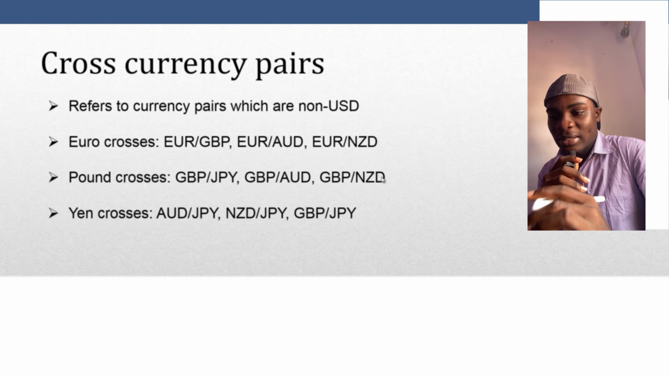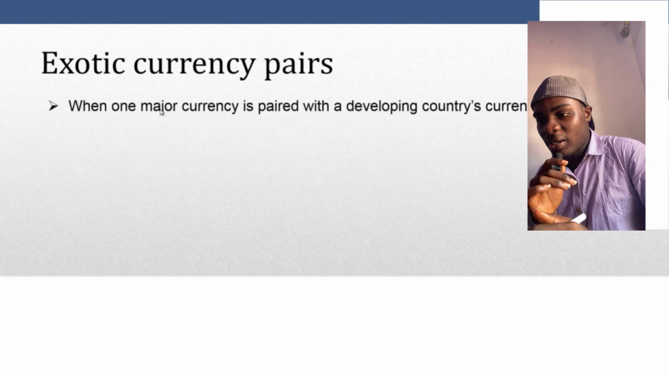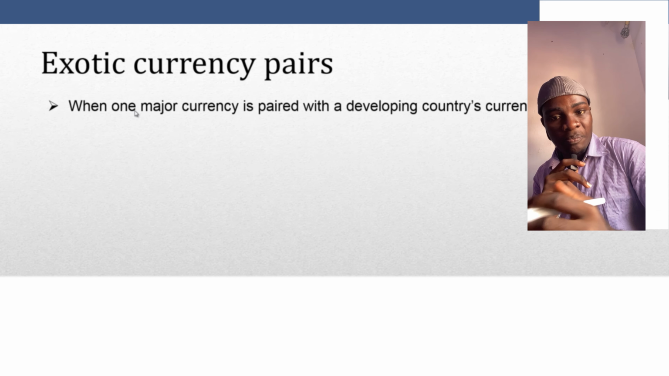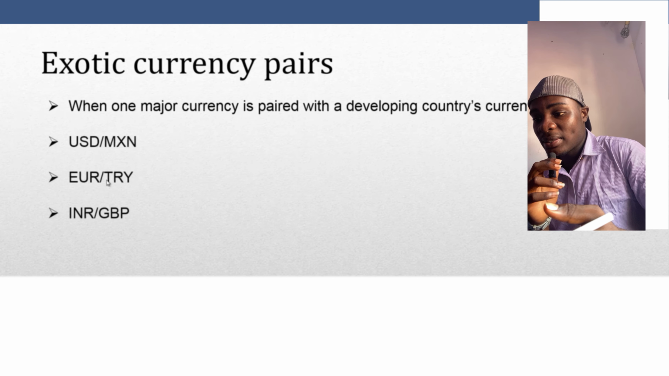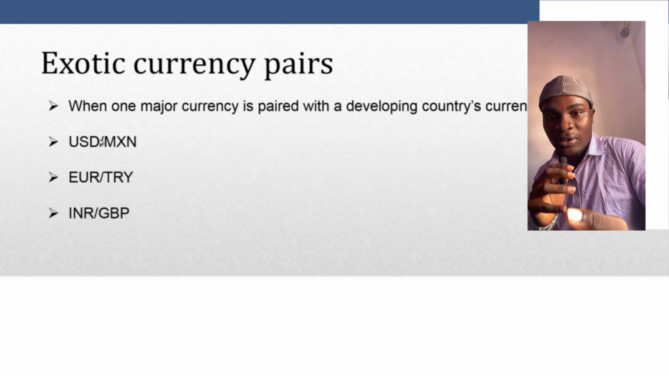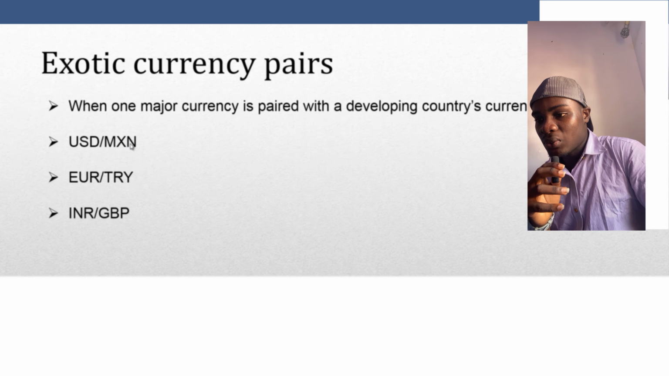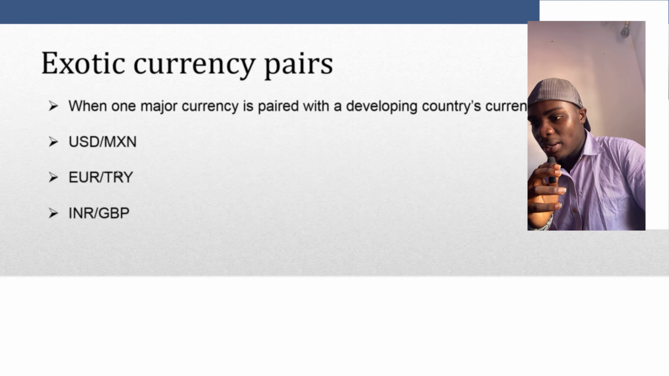And finally, we have the last type, which is the exotic currency pairs. This is when one major currency is paired with a developing country's currency. For example, the US dollar against the Mexican peso, and the Mexican peso is a developing country's currency. So for exotics, you need a major currency and a developing country's currency. We also have the Turkish lira against the euro, and the Indian rupee against the British pound. This is what we mean by exotic currency pairs.